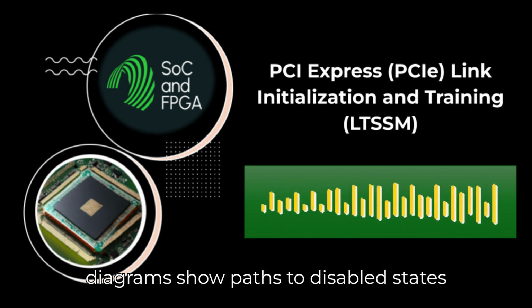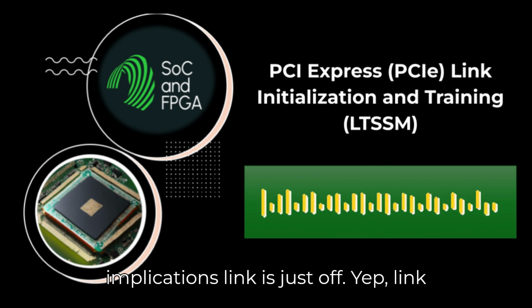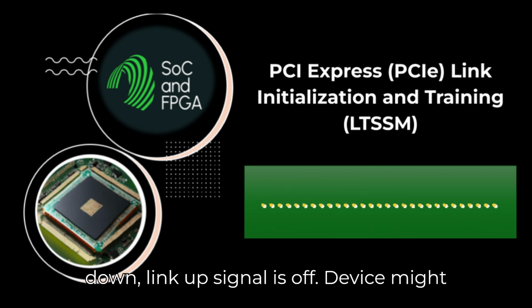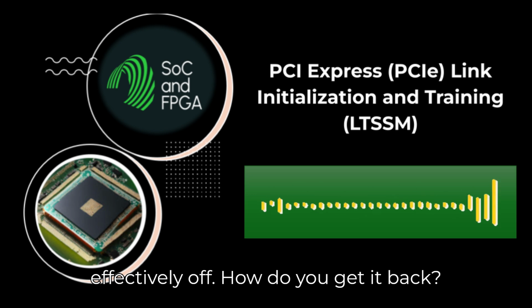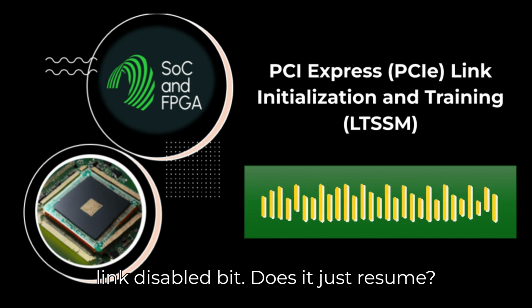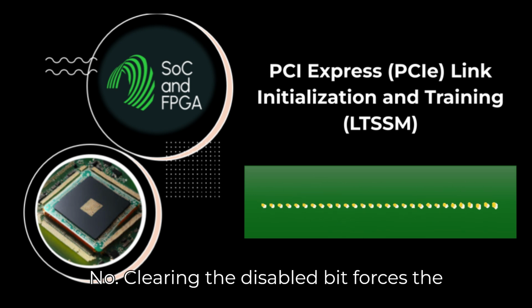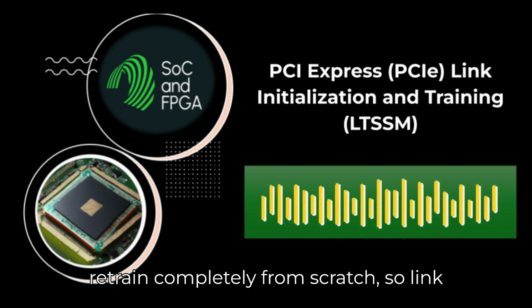Some diagrams show paths to disabled states from various timeout conditions. And the implications, the link is just off. Yep, link down, link up signal is off. Device might lose context, no packets flowing. The PHY is effectively off. How do you get it back? The only way out is software intervention. Software has to explicitly clear that link disable bit. Does it just resume? No, clearing the disable bit forces the LTSSM back to detect. It needs to retrain completely from scratch.